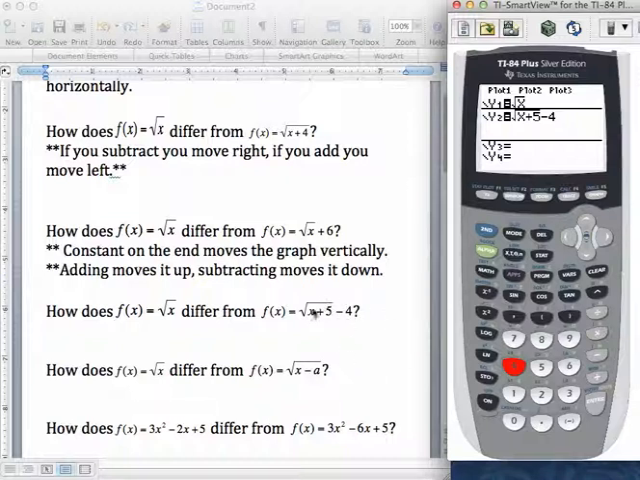And then we already talked about that the number under the middle will either move it left or right. And when you're adding, if you add, it moves left. So it should be left 5, down 4. But let's see if that's what happened.